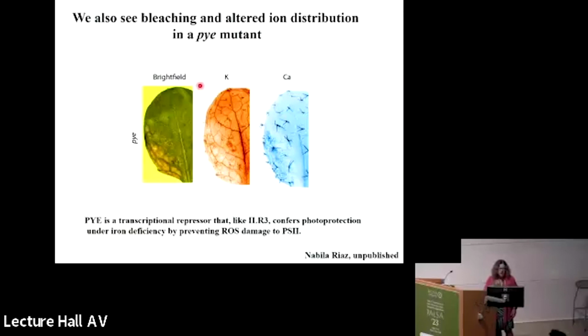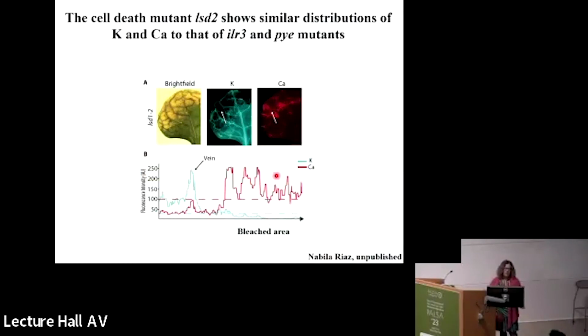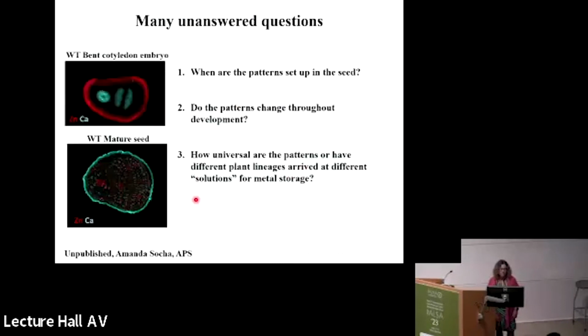Okay, so we also looked at some other mutants. This turns out to be another transcription factor that's important for this photo protection. Again, you can see the depletion of potassium and the accumulation of calcium. And then just to drive home the story, this is a well-studied cell death mutant. And again, the same thing. We see the depletion of potassium and accumulation of calcium.